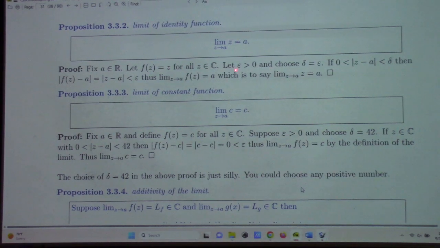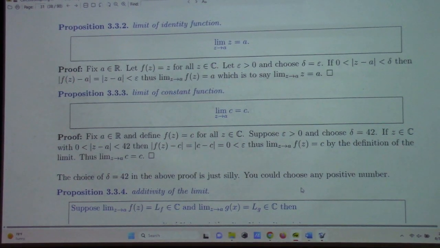Anyway, so let epsilon be greater than 0. You can choose delta equal to epsilon. If we're within delta units of a, well, guess what? The absolute value of f of z minus a is less than epsilon. Therefore, by the definition of limit, you have the limit of f of z is equal to a, which is to say the limit as z goes to a of z is equal to a. This is not surprising, right? So the limit of the variable as you go to the limit point is just a variable.